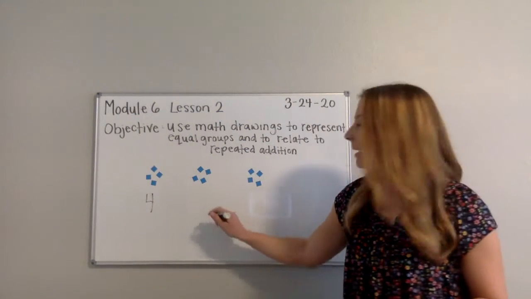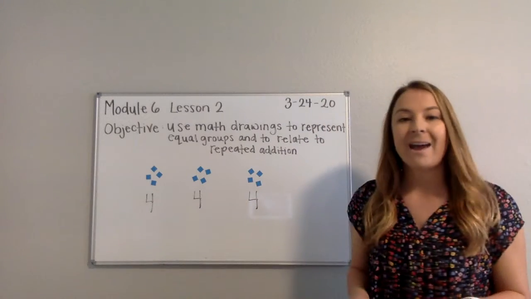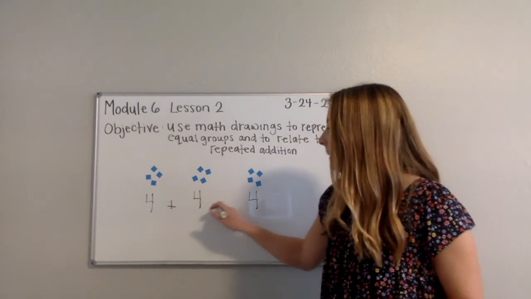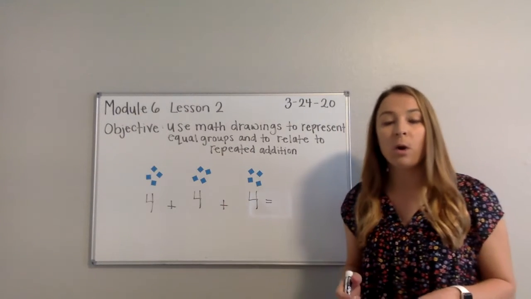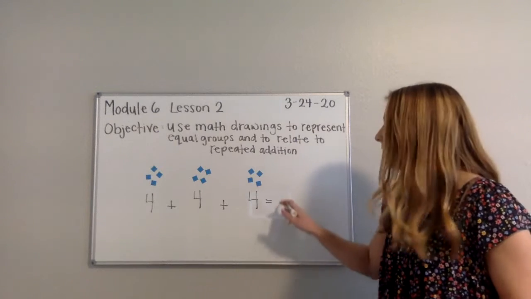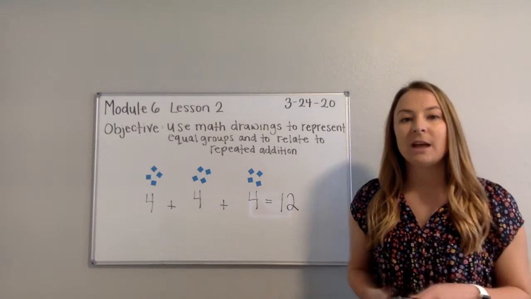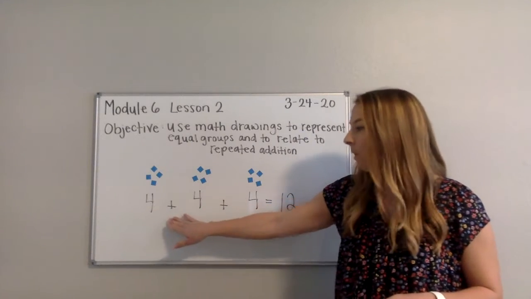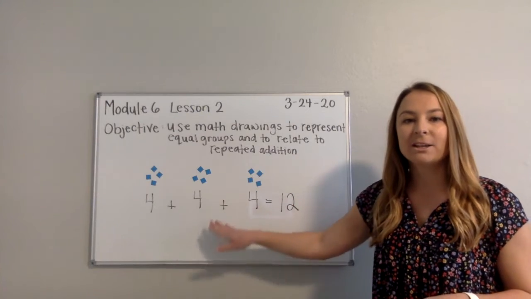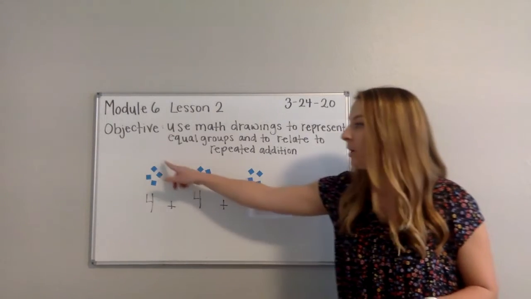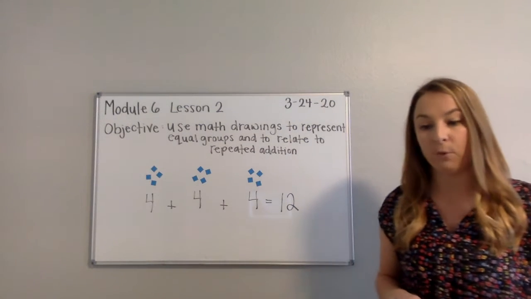Looking at my second group, I also have 4. And my third group has 4. If I add these together, 4 plus 4 plus 4, I have 3 groups of 4. I can count up all my counters and I know that I have 12. So my repeated addition sentence is 4 plus 4 plus 4 equals 12. And this matches the math drawing I have come up with, my 4 counters in each group. So I have 3 groups of 4.